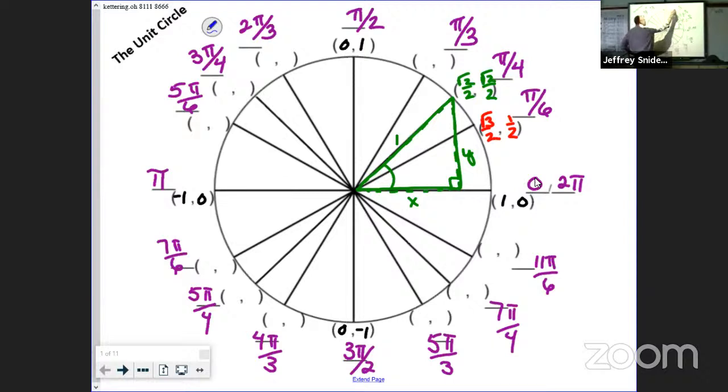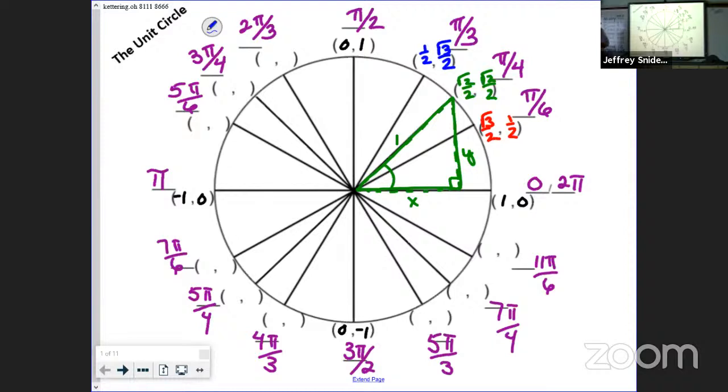How do I go about getting this one right here? Ryan, what do you think? Yeah, it's just going to be these two flipped around. It's still going to be a 30, 60, 90, but it's just going to be in flipped form. So it's going to be at 1/2, radical 3 over 2. All right. Now we're going to head into quadrant 2. What's going to happen in quadrant 2?